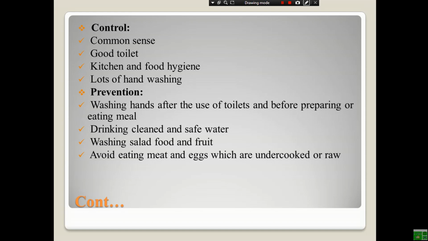and also we can prevent it by washing hands after the use of toilet and before preparing or eating food, drinking clean and safe water or packed water, washing salad, food and fruit, and avoiding eating meat and eggs which are undercooked or raw.